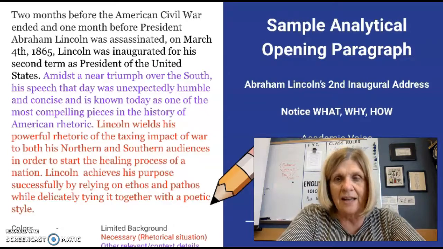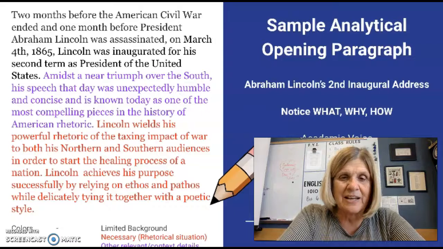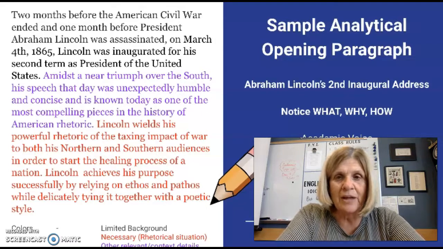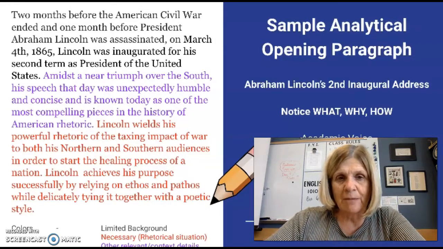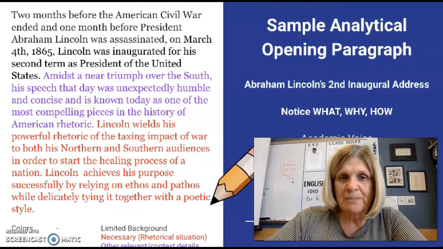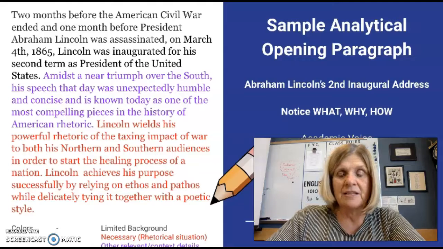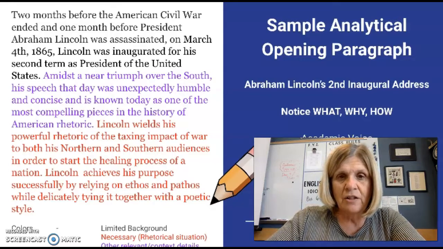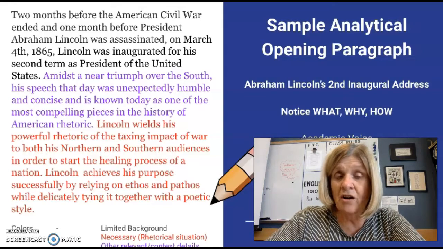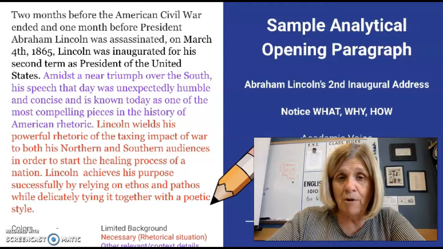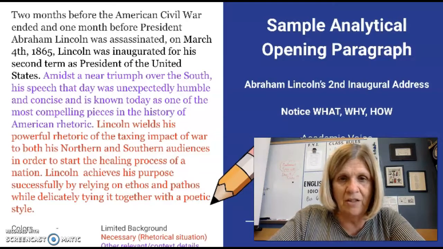So now I want to add a how. I could add and make the sentence longer, but I decided to break it into 2 sentences total. So now this is the how. How did he achieve that purpose? Lincoln achieves his purpose successfully by relying on ethos and pathos while delicately tying it together with a poetic style. So you can see that I picked out 3 things that Lincoln did well in his inauguration address that would help me organize the content of the body of my paper if I were to write one on that topic.